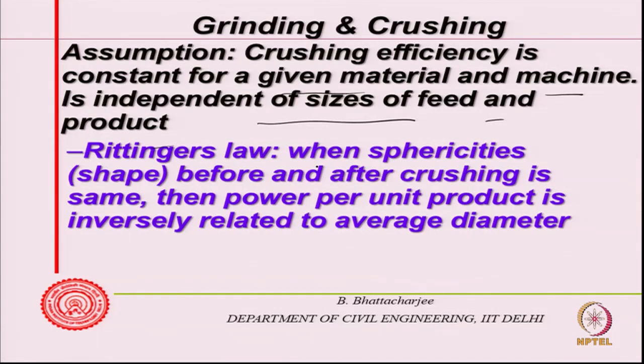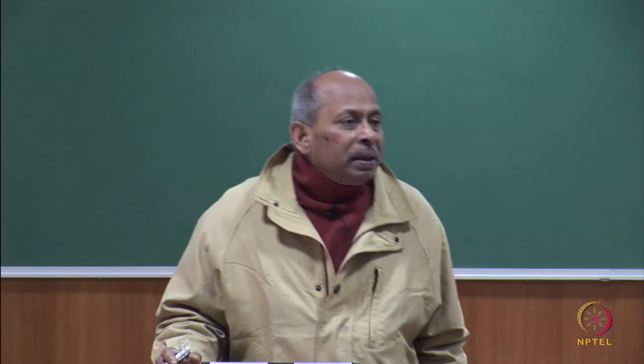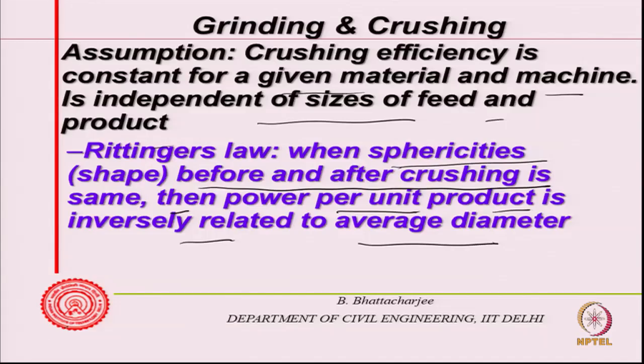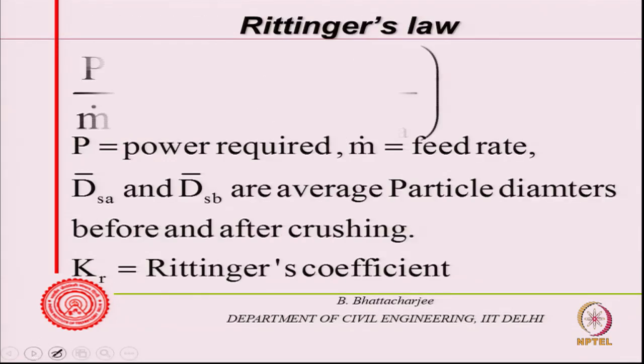So, there is something called Rittinger's law. When sphericity, that is shape, before and after crushing is the same, then power per unit product is inversely related to the average diameter. So, his law is, power required is inversely proportional to average diameter. It is an empirical relationship. If the sphericities are the same, then the shape is the same, because shape can be defined in terms of sphericity factors. So, if this is the same, then this is what his law is.